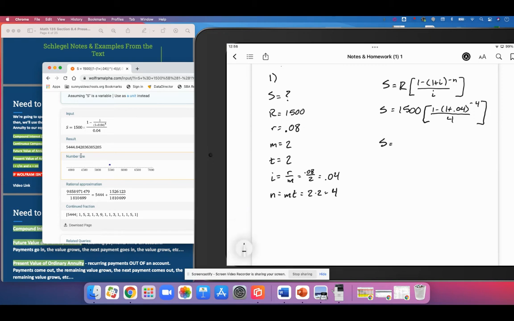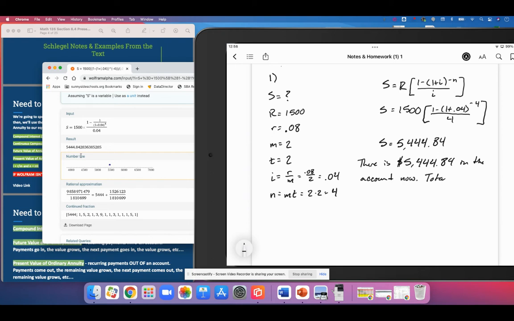So S is equal to 5,444.84. So what this number means, everyone, is that there is $5,444.84 in the account now.